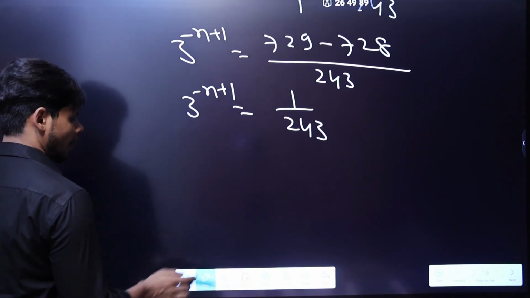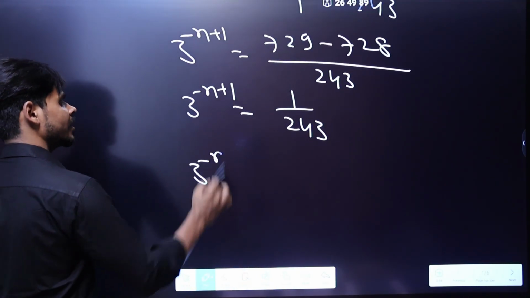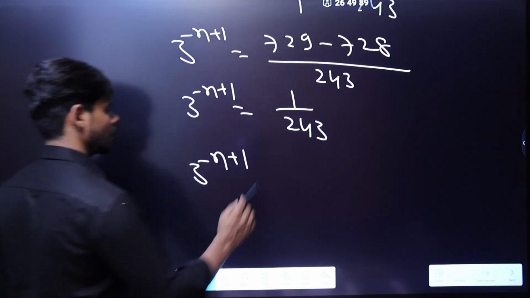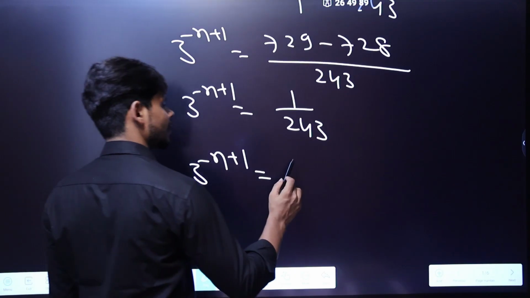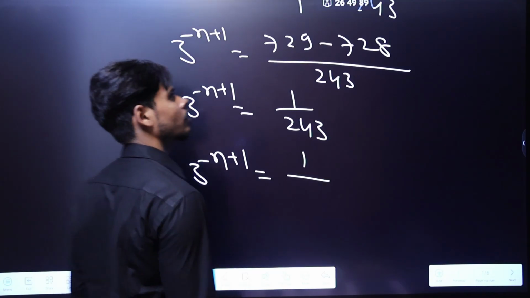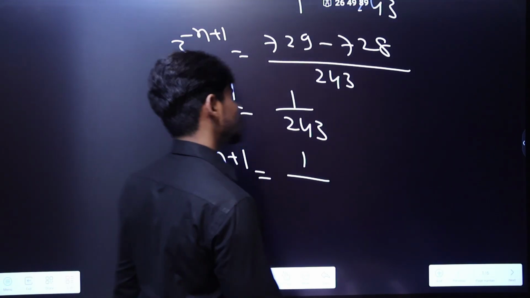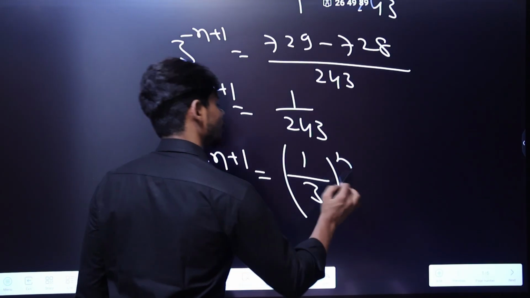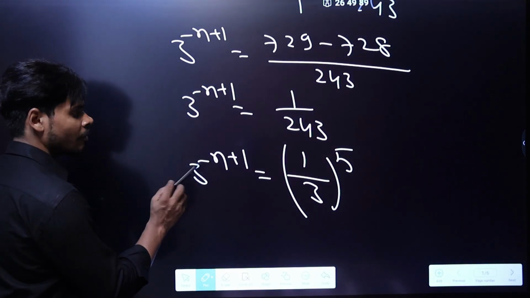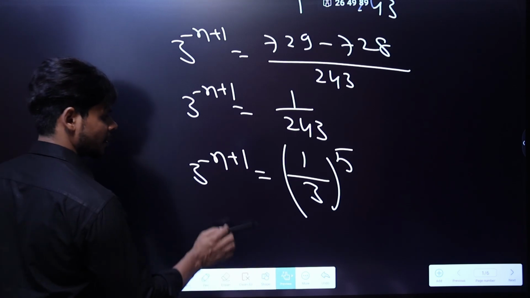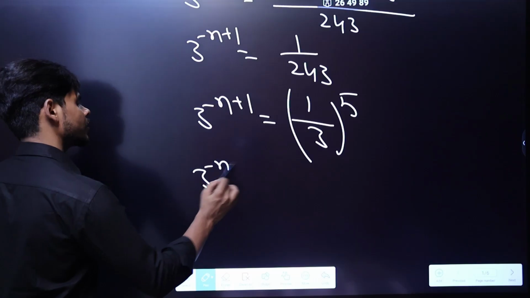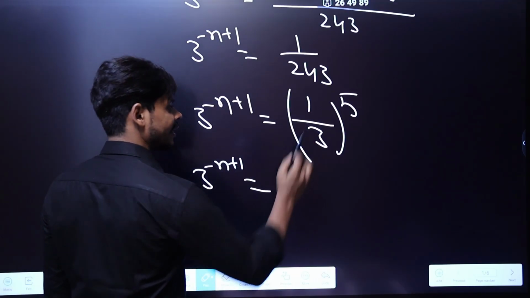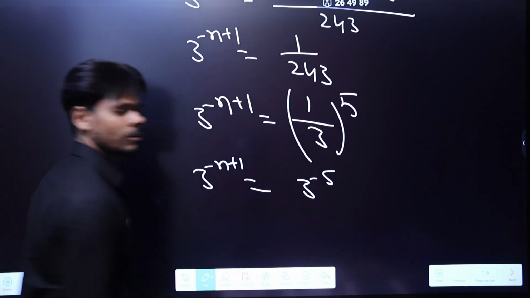Now how can I write 3 raised to power minus n plus 1? I can write it as 1 upon 3 raised to power 5, 1 upon 3 raised to power whole 5, I can write it like this. And also how can you write it? Let me explain. Leave this as it is. This thing can be written as 3 raised to power minus 5 also, right?